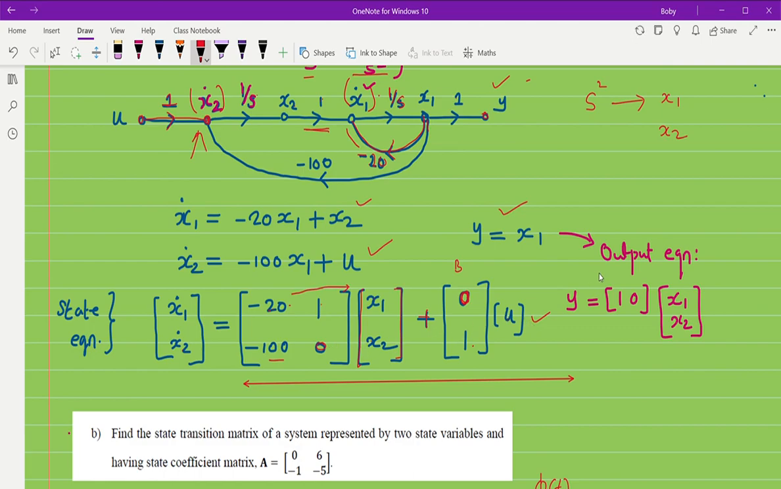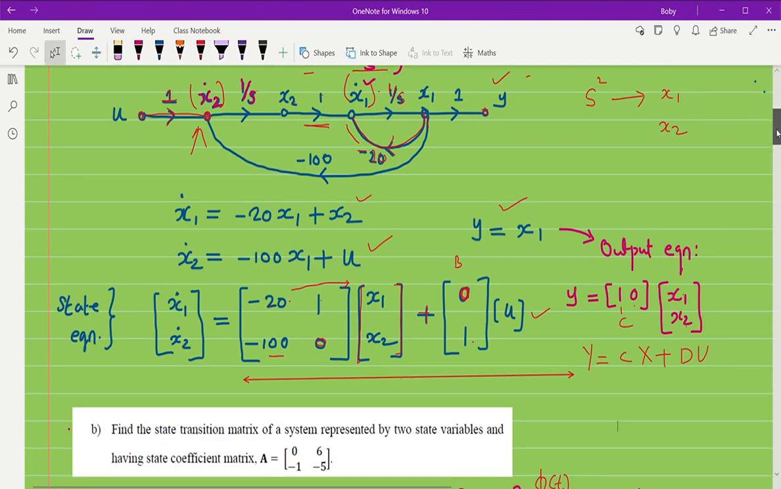Now what about the output equation? Y is equal to x1. In matrix form we represent y is equal to 1 0 times x1 x2. So y is equal to Cx plus Du, where C into x, x means the state variables x1 and x2, the state variable vector. This is how we obtained the state equation and output equation from the transfer function by using the signal flow graph method. So that is the first question.